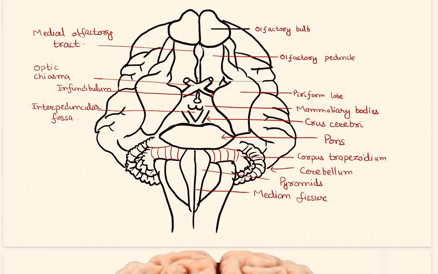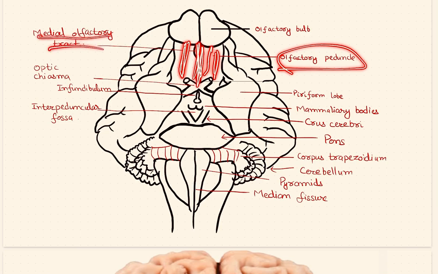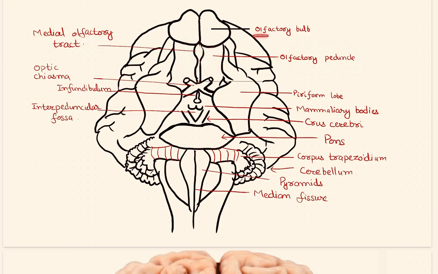Anterior to that, you will see these optic tracts which crisscross each other and form the optic chiasma. These are the optic chiasma. After that, you will find the olfactory peduncles, and the central depression is known as the medial olfactory tract. And anterior to that, we have the olfactory bulb. And this whole thing forms nothing but the rhinencephalon, which helps us to smell things.